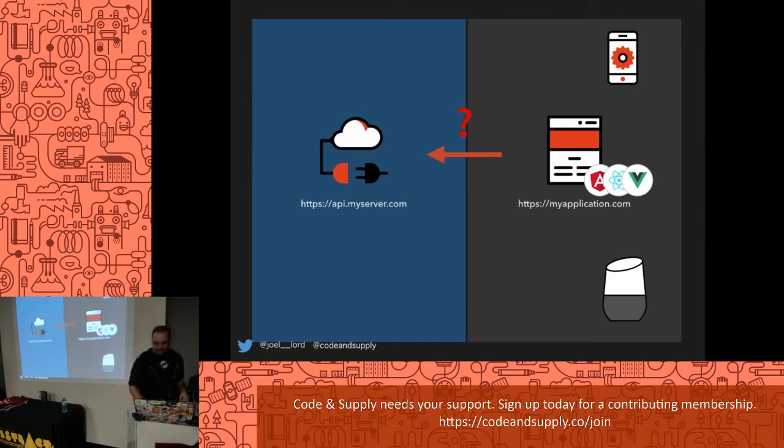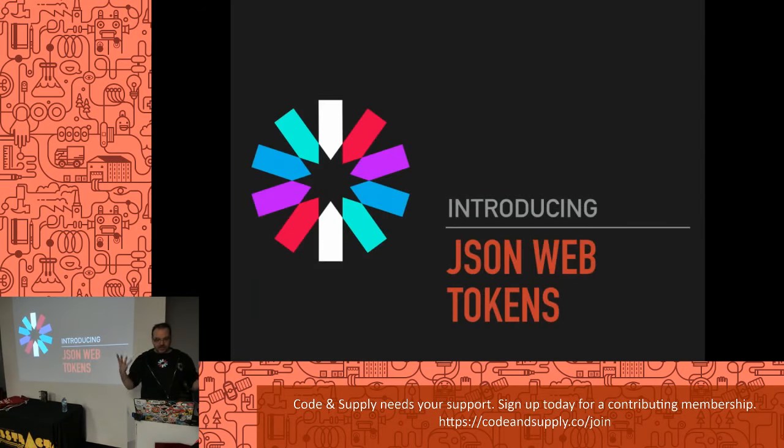So how do we do that? How do we authenticate our users on all of those different platforms so that they can get access to the data? That's where JSON Web Tokens come into play.